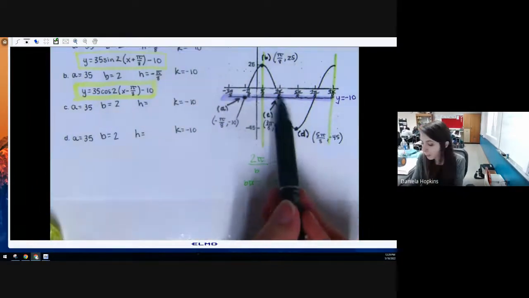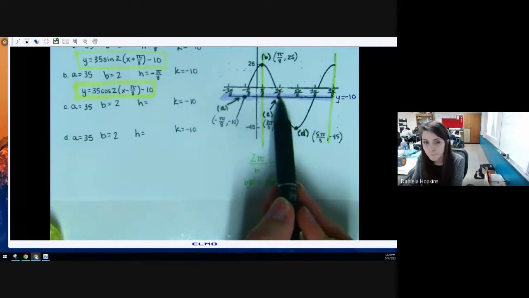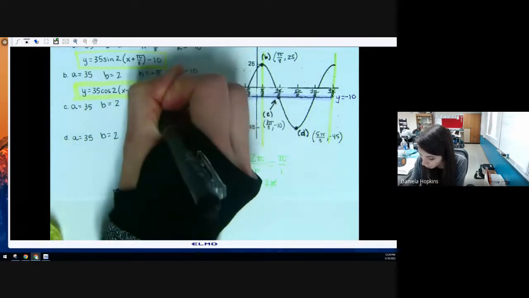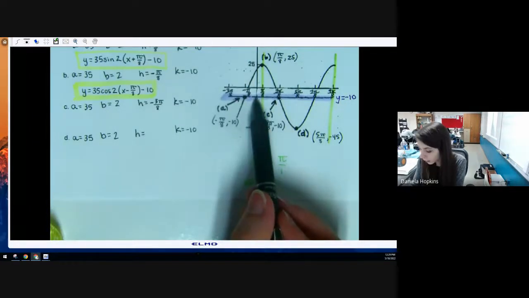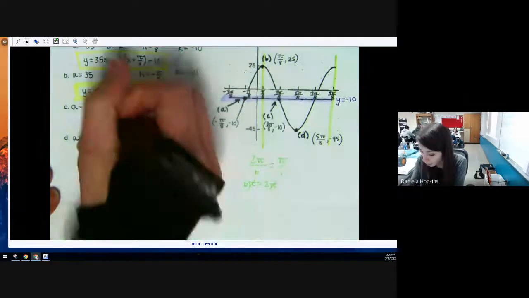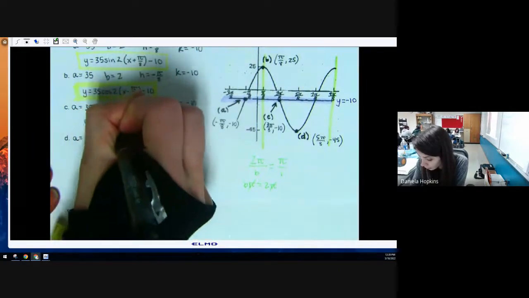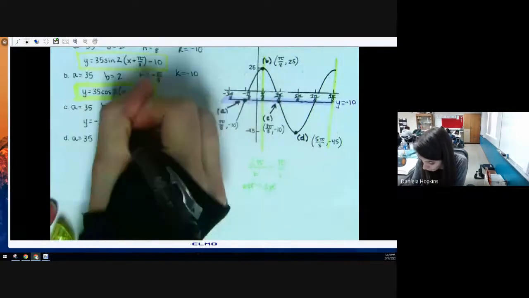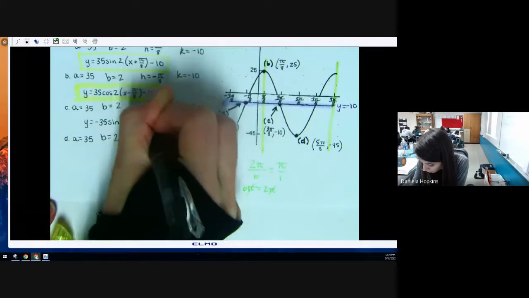Let's look at C. How would we have gone from this middle point here over to here? We went 3 pi over 8 to what direction? The right. So it's negative 3 pi over 8. And if I moved it, did I have a sine or a cosine? Was it positive or negative? It was negative because it goes down like that. So this would be y equals negative 35 sine 2 times x minus 3 pi over 8, minus 10.